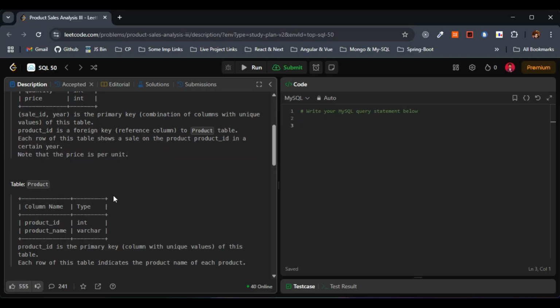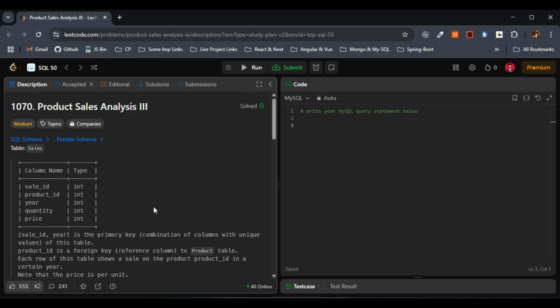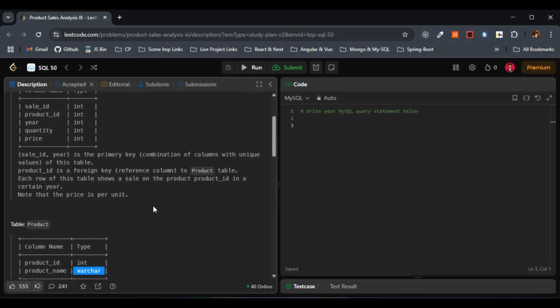Next, what does the product table contain? The product table contains product details, including the product ID and product name. Product ID is of the type integer and product name is of the type varchar. I hope what the sales and product tables contain is clear.